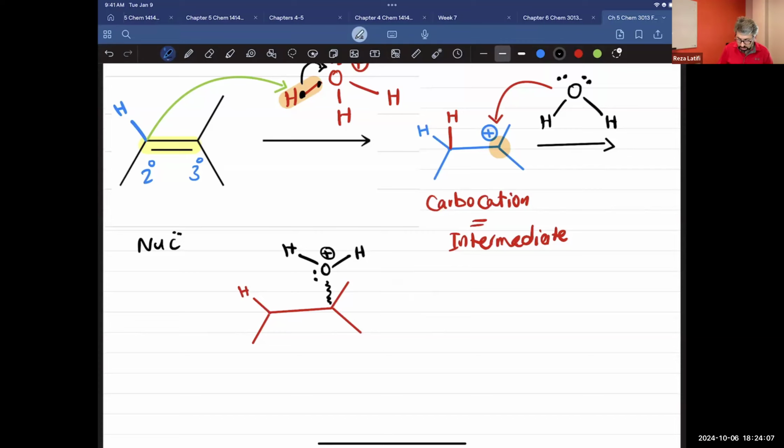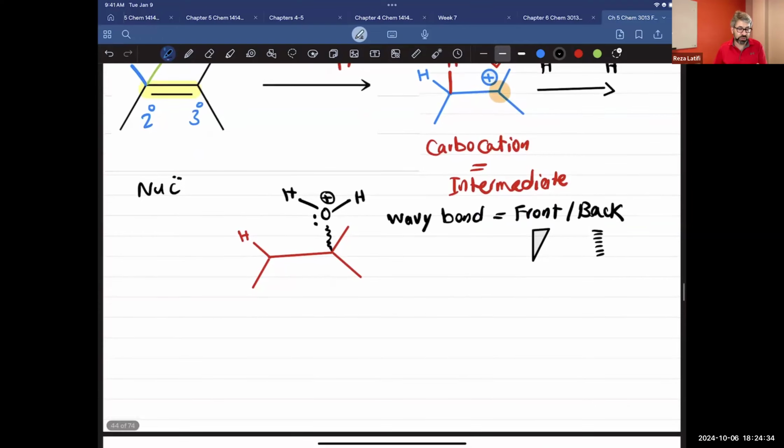Okay, good. Now, what's the meaning of the wavy bond? It means it can be in front or attached to the back of the molecule. Okay, front or back of the molecule. And remember, front, we show it by this sign, wedge, or those, dashed line. Okay, because if the groups are different, I can technically have a stereocenter. In this case, both of them are methyl, so it's not going to change the story.